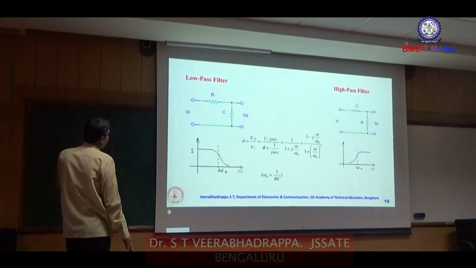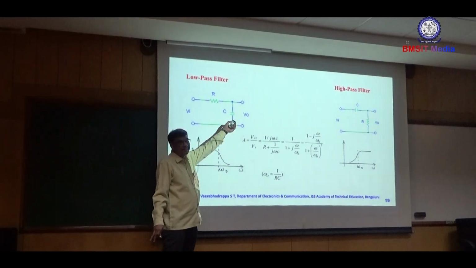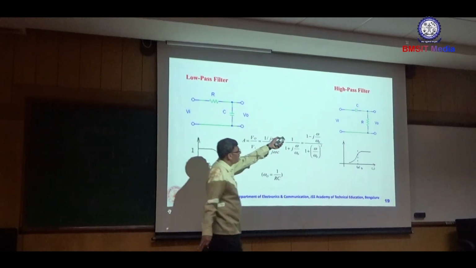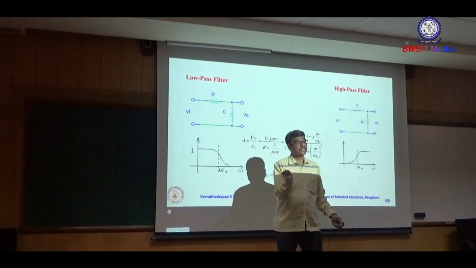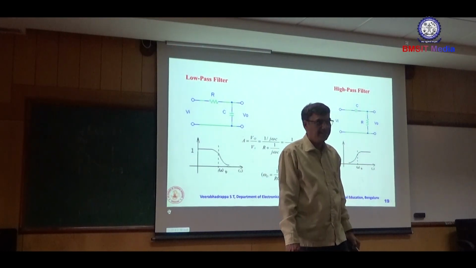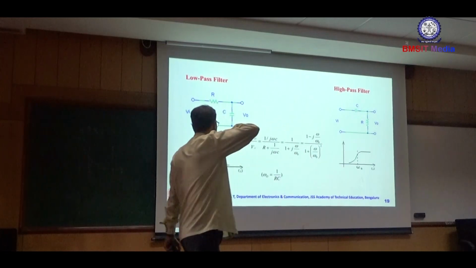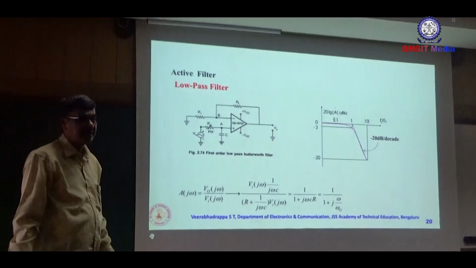This is about the difference between a low pass and a high pass filter. In a low pass filter, the output is taken across the capacitor C, and in a high pass filter, the output is taken across the resistor R, just by interchanging components C and R. So, next is the first order active low pass filter.